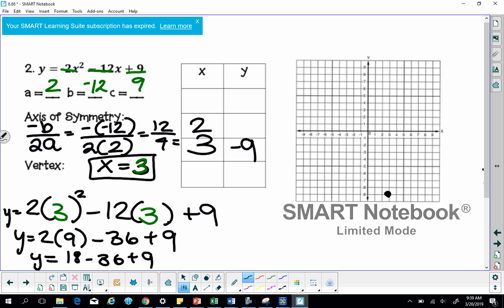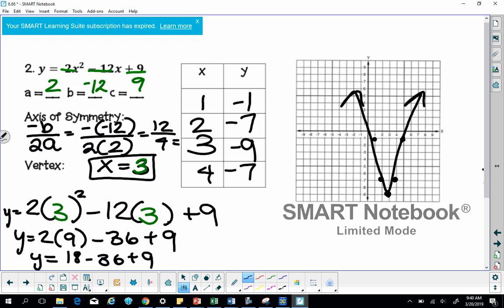And now we kind of want to just fill in the ones around it. So (2, -7), (4, -7), and (1, -1). Now I'm going to graph it. So (1, -1), (2, -7), 3 we already did. So it looks something like this. Does that make sense, how we found that? Yes, no, maybe? Yes. Okay.